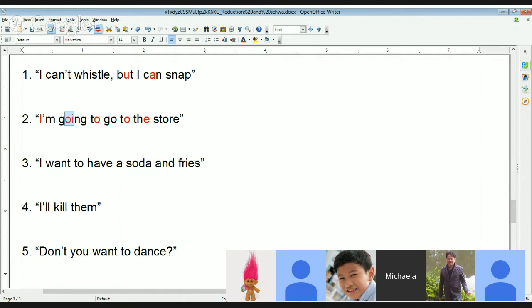So the place we're going to see more reduction and more schwa are the kind of function words like the, to, and, a, things like that. So what are some of those words you see in this sentence? And, a, in. So that's going to be a schwa. This is going to be a schwa. What else becomes a schwa sound?